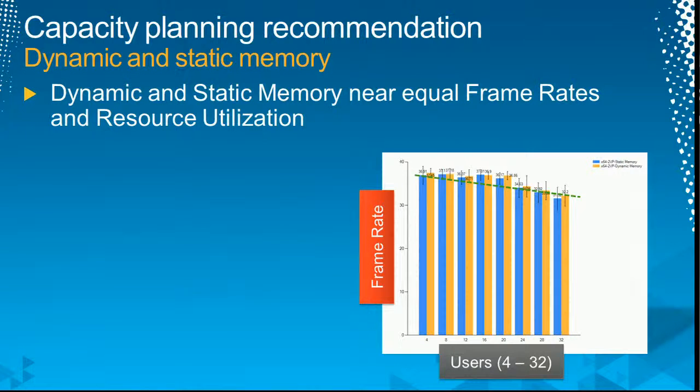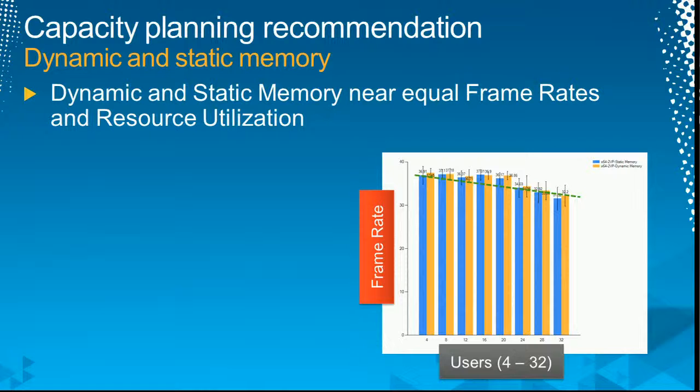And here we're seeing that the frame rate is, statistically speaking, pretty much the same. There are some variances in the tests, but the trend line is the same. So there's not a meaningful difference when I use dynamic memory versus static memory, which is good, right? I'm getting the same result, at least on this benchmark that we're pushing.